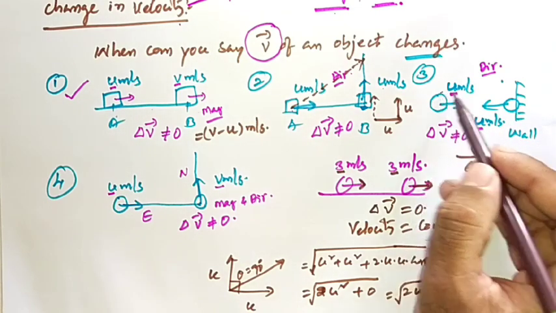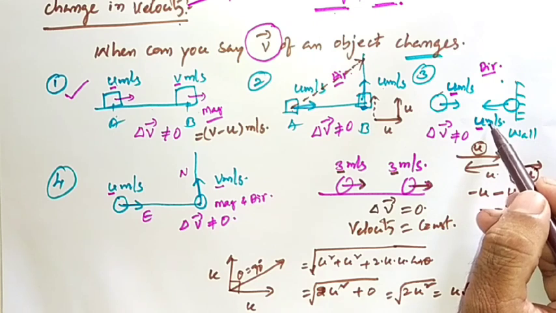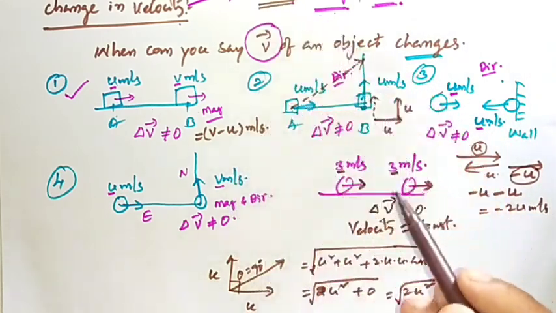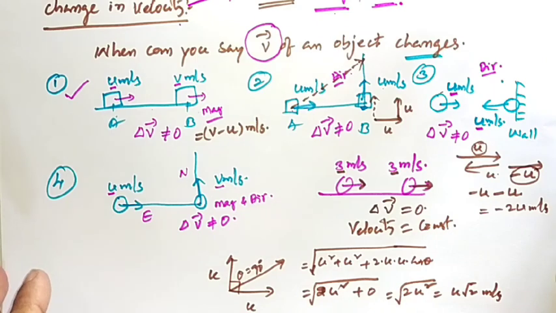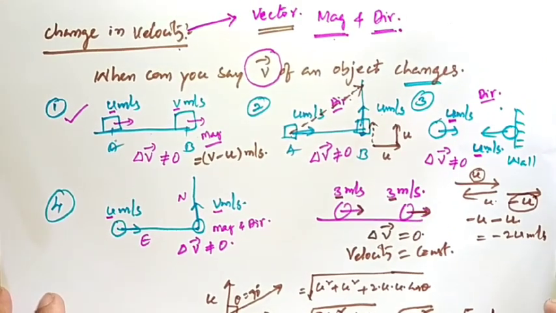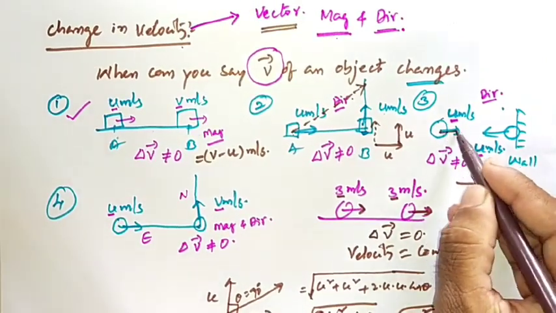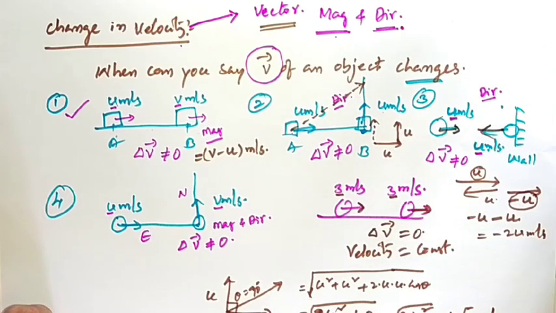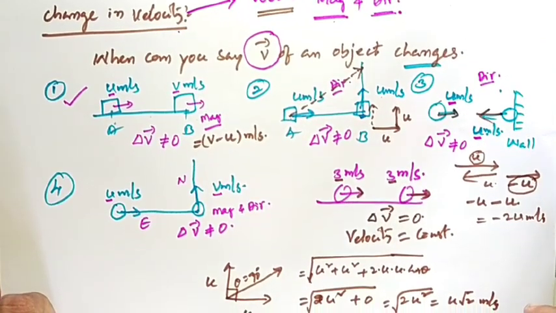Okay, if it is 3 meter per second and again coming back with 3 meter per second, what is the change in velocity? Don't say 0. Velocity is a vector quantity, be careful with that. Be careful with the direction. See the initial velocity direction, see the final velocity direction. Both are opposite. Then what do we do?